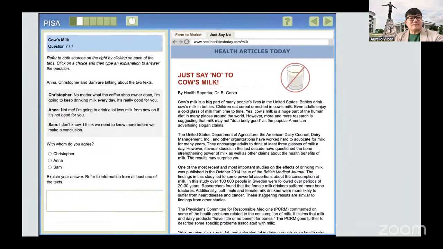Tingnan mo yung on the left. Refer to both sources on the right by clicking on each of the tabs. Click on the choice and then type an explanation to the answer. Ita-type mo. Anna, Christopher, and Sam are talking about two texts.